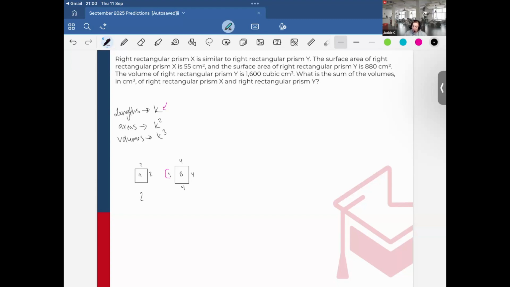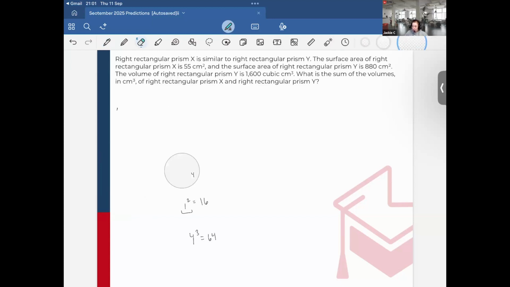What about area? 2 squared is equal to 4. 4 squared is equal to 16. So I can see what happened here. The area had a scale factor of k squared, right? Area is squared. And same, if we cubed it, 2 cubed would be equal to 8, and 4 cubed is equal to 64. So that's what I mean by the scale factor. It's easy to see it with a simple shape, but just remember that lengths always change by k, areas change by k squared, and volumes change by k cubed.